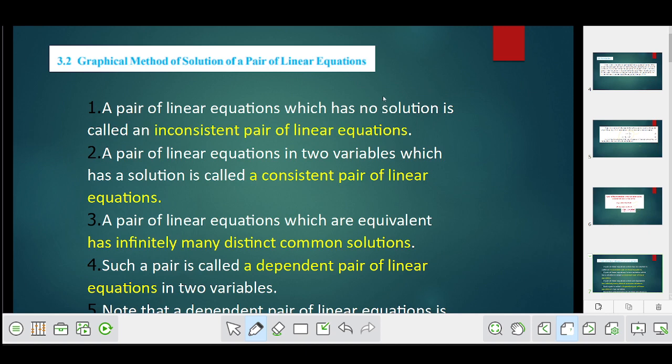A pair of linear equations which has no solution is called an inconsistent pair of linear equations. Equations may be a consistent pair of linear equations. Equations can have many solutions. Equations may be dependent pairs of linear equations.